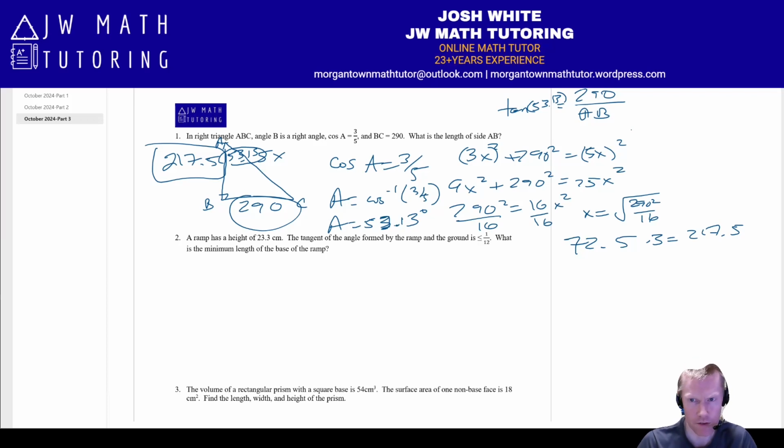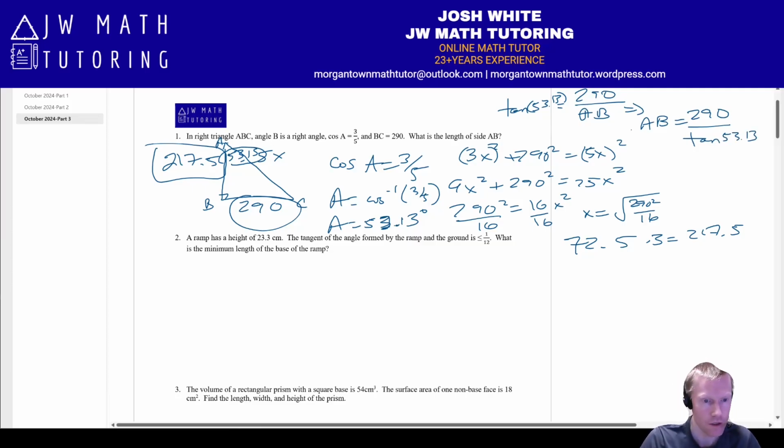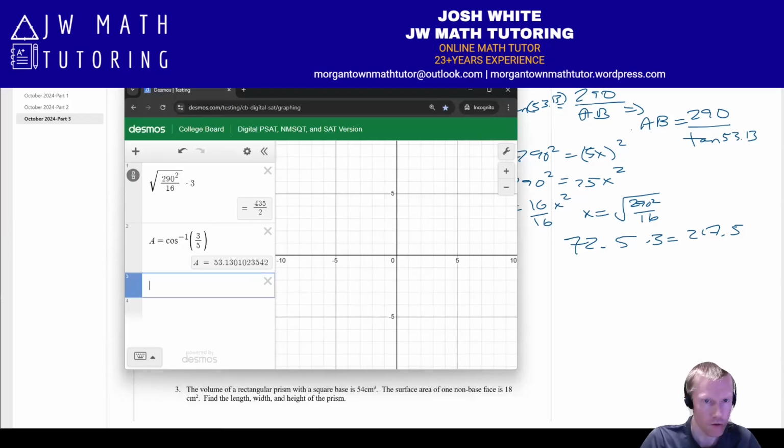If you cross multiply and rearrange, you will get AB equals 290 over tan 53.13, or also tan A. So now when I go back to Desmos, all I have to do is 290 divided by tan, and I can just type A because I defined it right there, and see I get the same answer, 217.5, exact same answer, because I carried over the exact value for the angle itself.